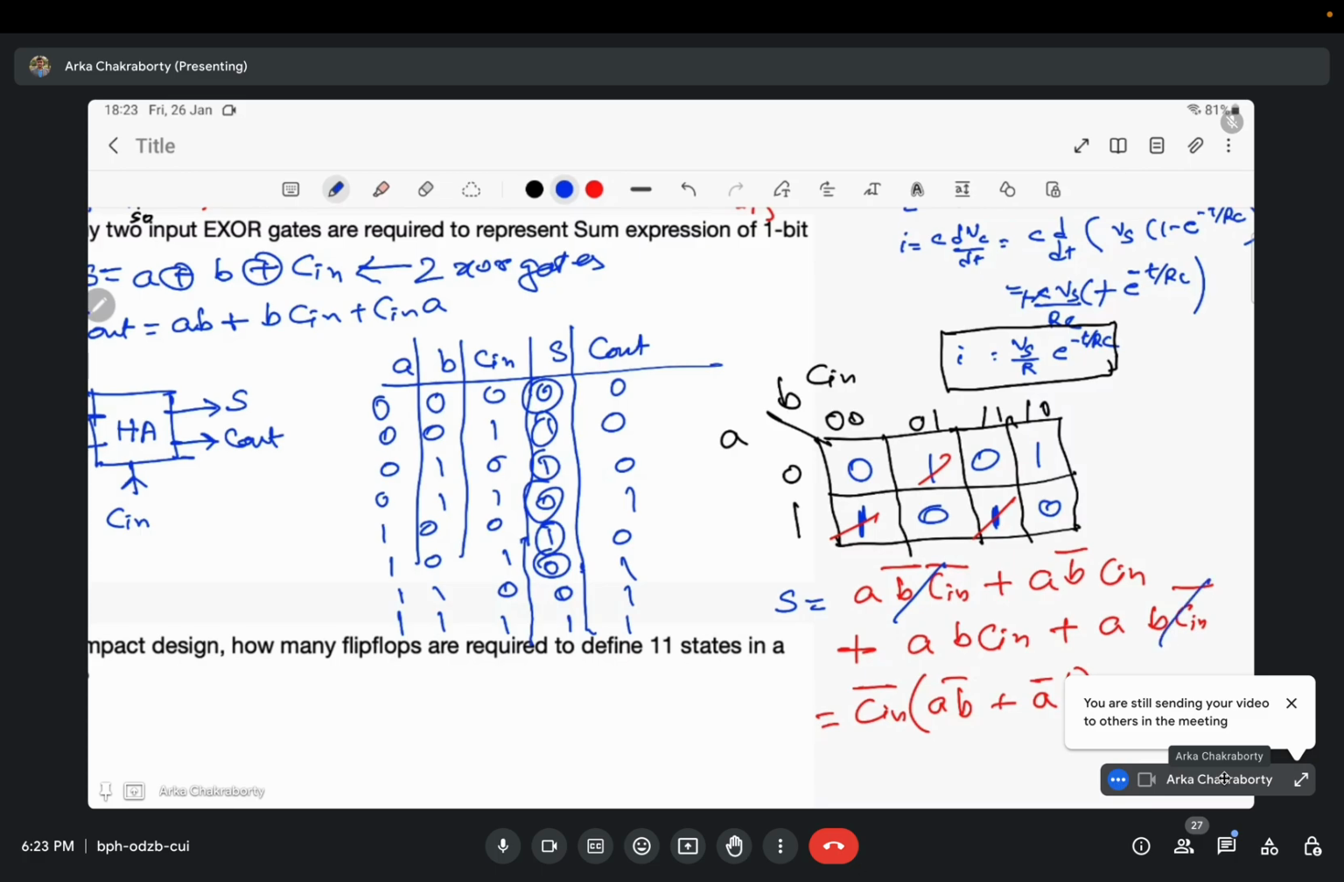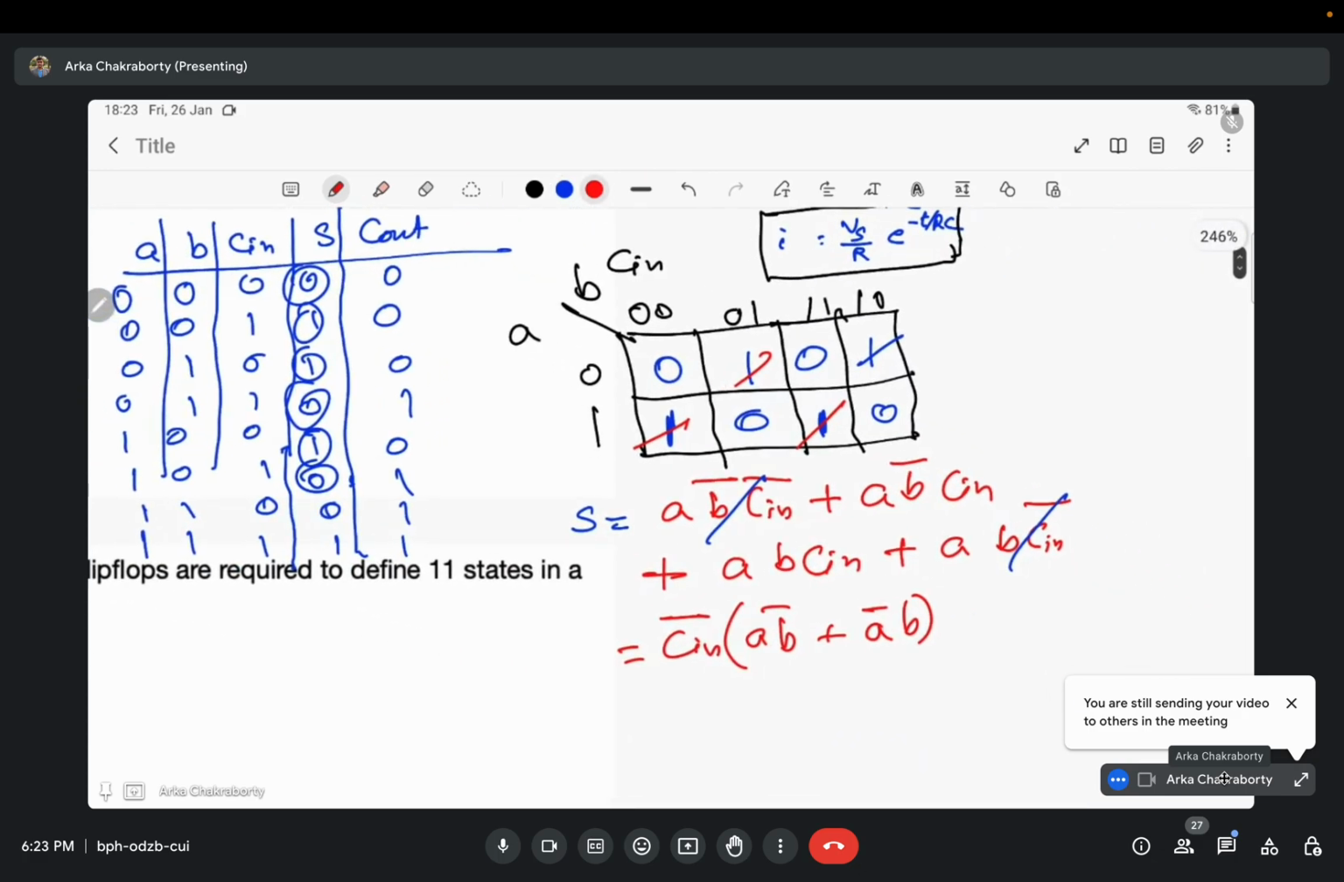And where is c in this one, c in bar b, a b bar c in bar. Okay, so it will be a b c in bar. Okay, fine. So plus c in it, I will be getting something like this. Basically I'll be getting c in bar a XOR b plus c in a XNOR b.